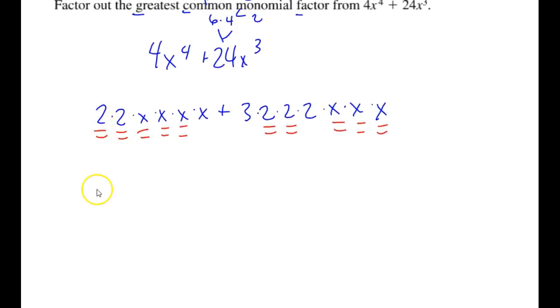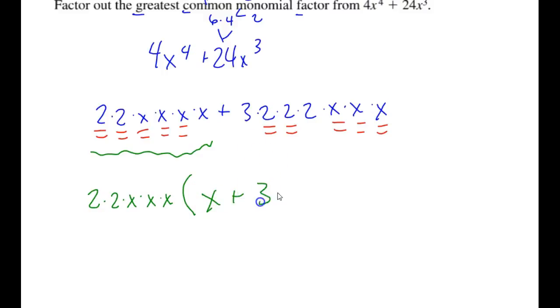So I ended up pulling out 2 times x times x times x. So then I'm left with whatever's left within this first term, which was an x plus 3 times 2, because these are both non-underlined, and that's all I'm left with in this second one. So now let's go ahead and rewrite this using our exponents and simplifying a little bit. So I know that 2 times 2 is 4. I have 3 x's, so that's x to the 3rd, and I was left with x plus 3 times 2 is 6.